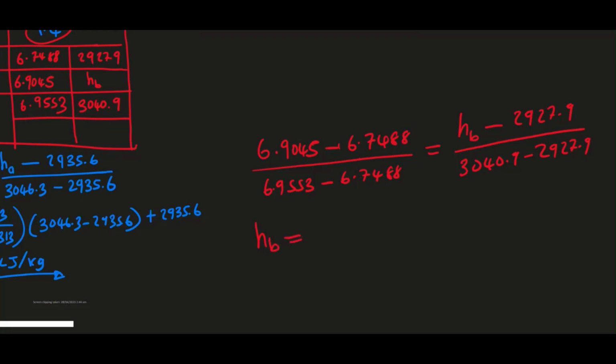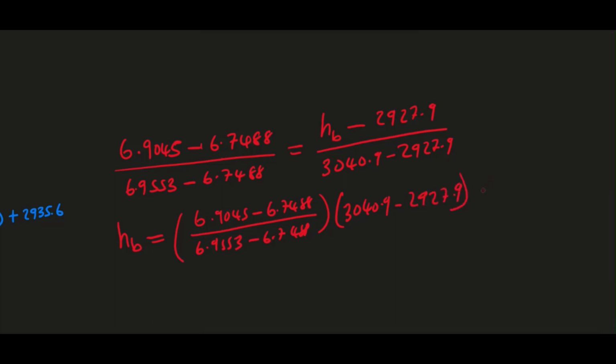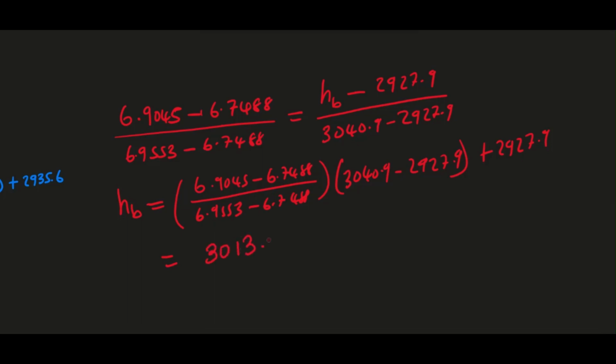it will come down to the same thing as 6.9045 minus 6.7488 divided by 6.9553 minus 6.7488, multiplied by 3040.9 minus 2927.9, plus 2927.9. And all that will give us an enthalpy value of 3013.10 kilojoules per kilogram.